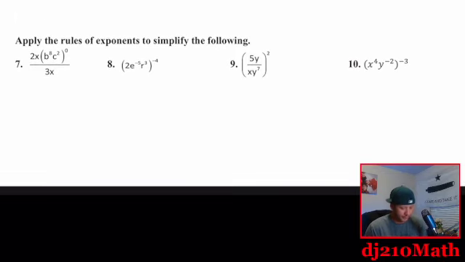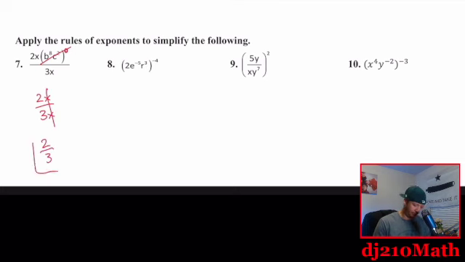Apply the rules of exponents to simplify the following. Okay. Let's do this. So number 7. First thing I see is a 0 exponent. Anything to the 0 power is 1. And we don't care about 1. It just goes away. So all of this actually goes away because of the 0 power. So we have a 2x on top, 3x on bottom. The x's cancel. 2 over 3.